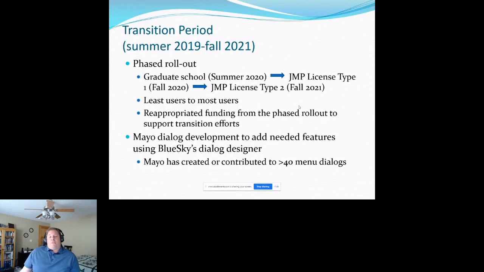So in the summer of 2019, we started the transition process. We did a phased rollout. We've got multiple groups of people that we need to move out of their license. So we started with the graduate school. They're kind of low-hanging fruit. That was summer of 2020, a little bit delayed by COVID. But we have 2 different JUMP licenses, and we transitioned one group in the fall of 2020 and the next group in the fall of 2021.